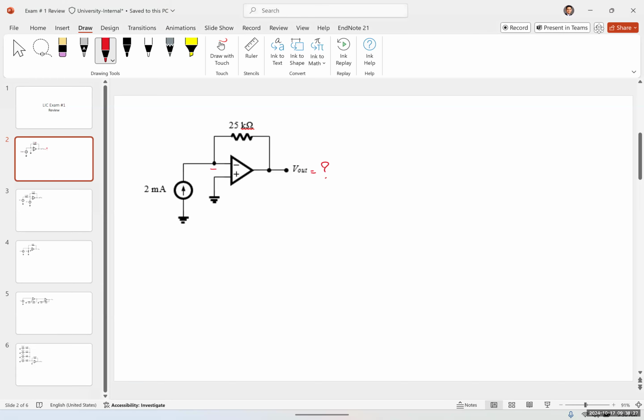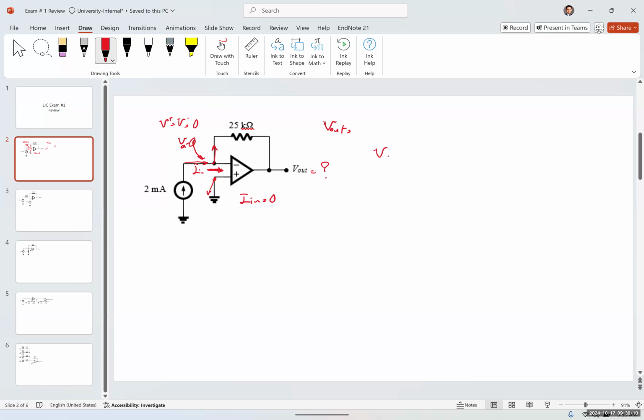Okay. So for an ideal op amp, the input current to the op amp is equal to 0. So what happens is all this current is going to go through. And to measure V out, by the way, V positive is also equal to V negative. Therefore, the voltage at this point is going to be equal to 0. So VA is equal to 0. Why? Because V positive is connected to the ground.